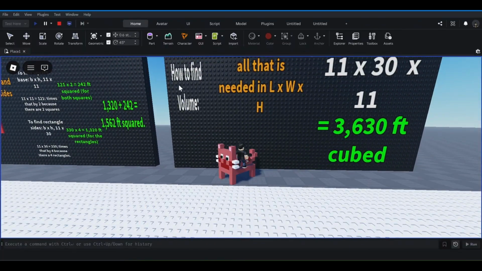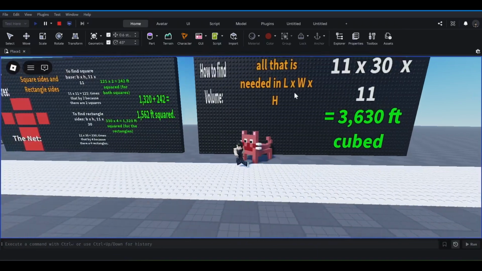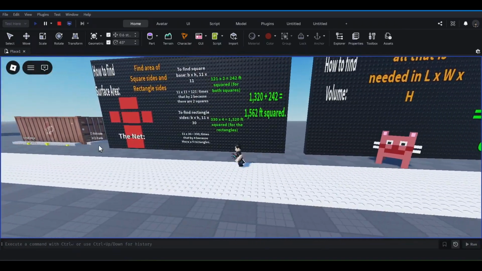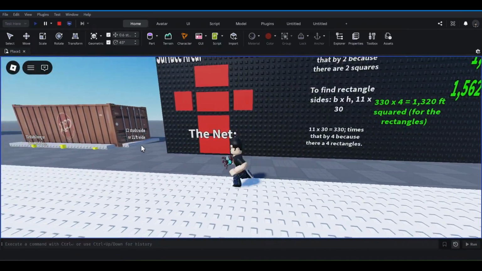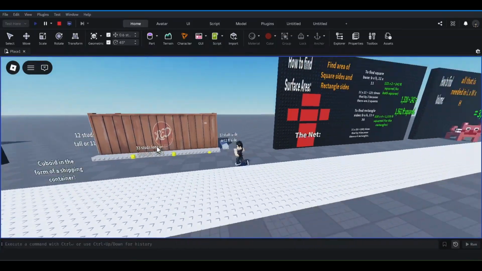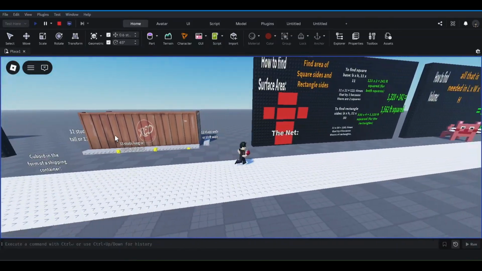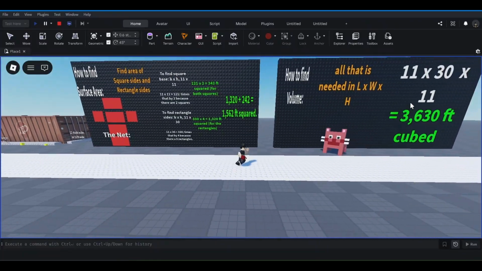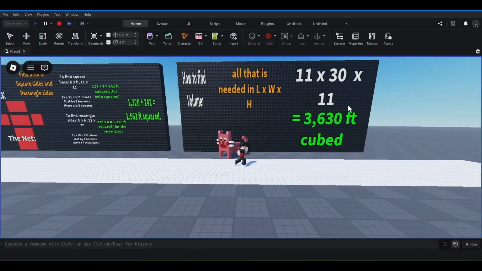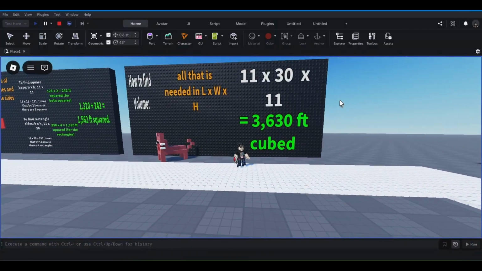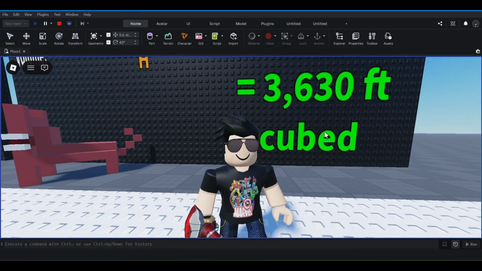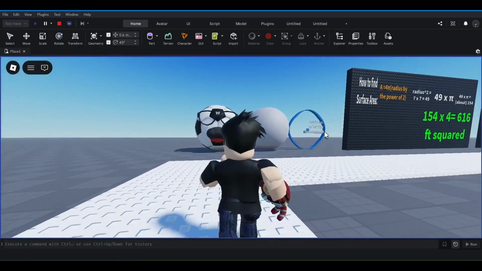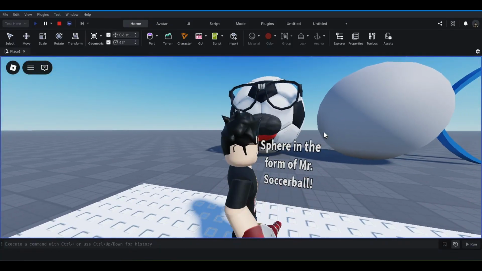Anyways, to find the volume, you just got to times the length with the width times the height. So we got the length on the right, we got the width, and we got the height. Okay, so that's all we need to do, which is 11 times 30 times 11, which equals 3,630 feet cubed.